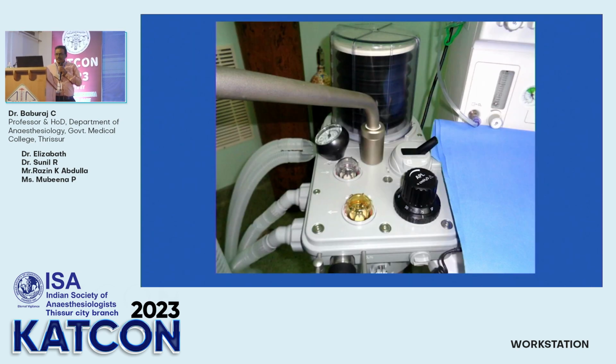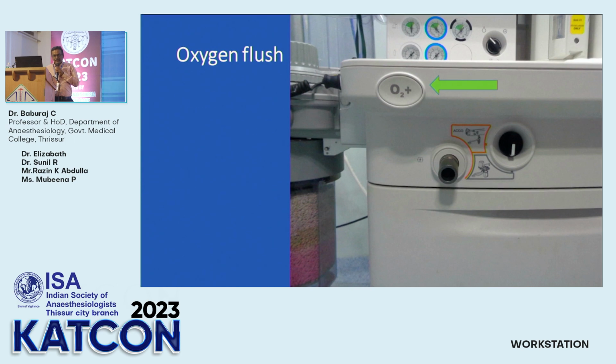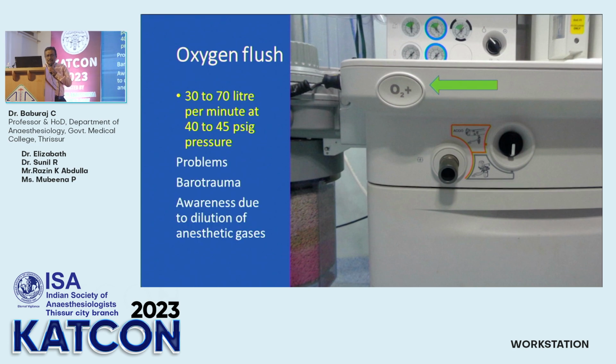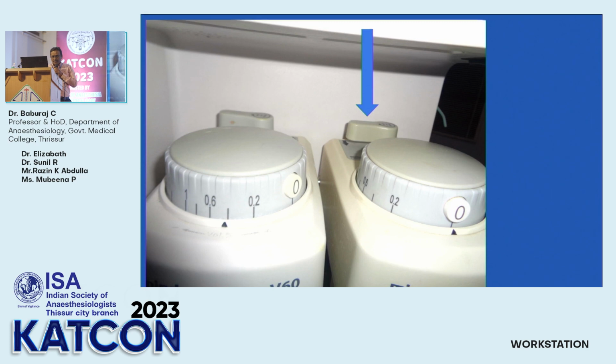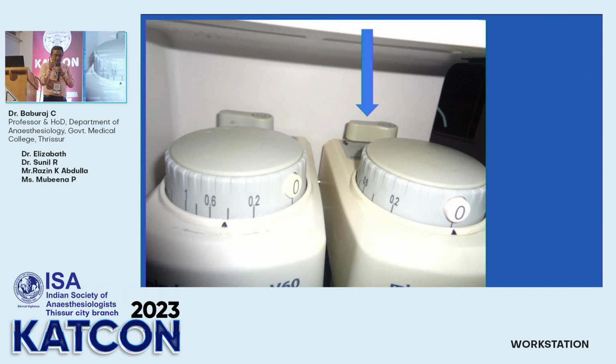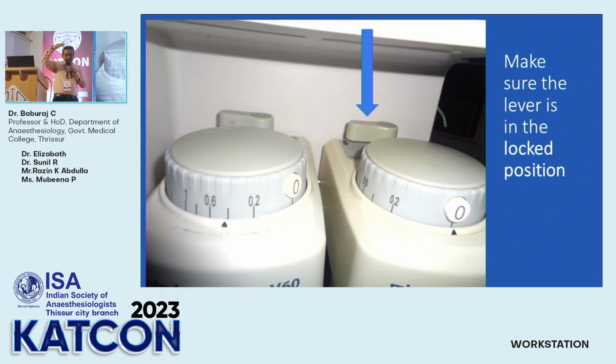Now this is a circle system. I think I will skip this. Oxygen flush: 30 to 70 liters of oxygen can be given. It is used in an emergency. Problems are barotrauma and awareness because of dilution. And regarding the vaporizer, I think Dr. Prasida has already told you, make sure that the knob is in the lock position. Otherwise, there will be leakage through that port.